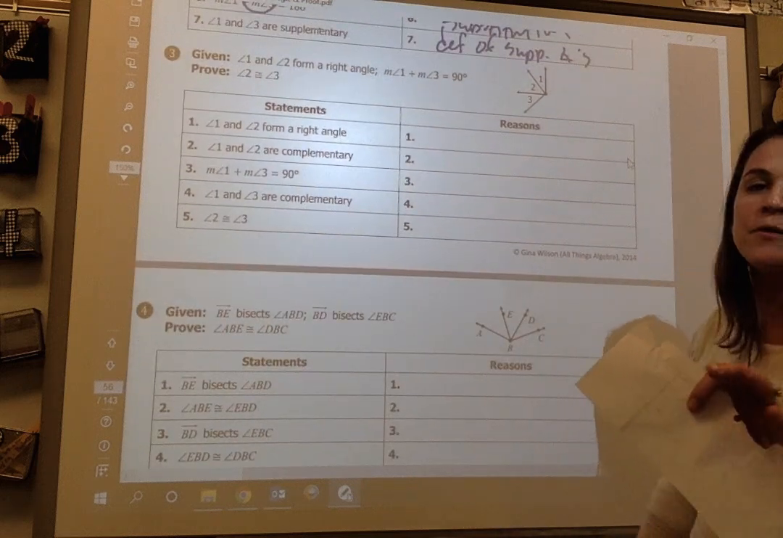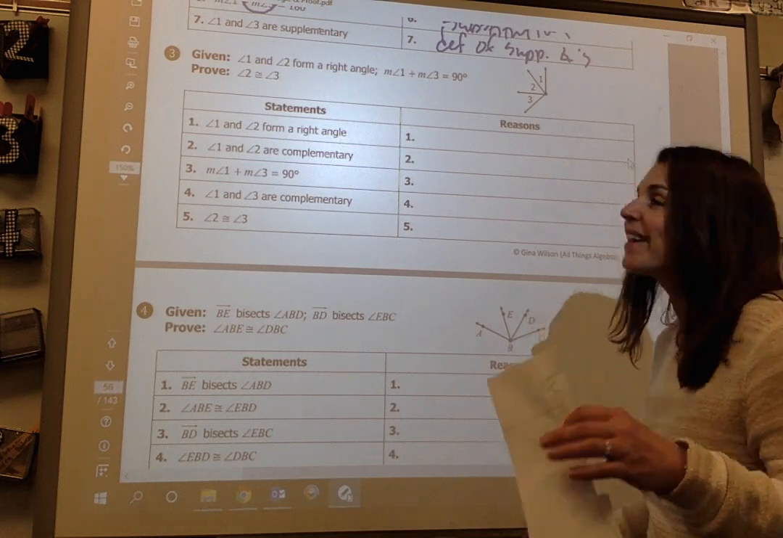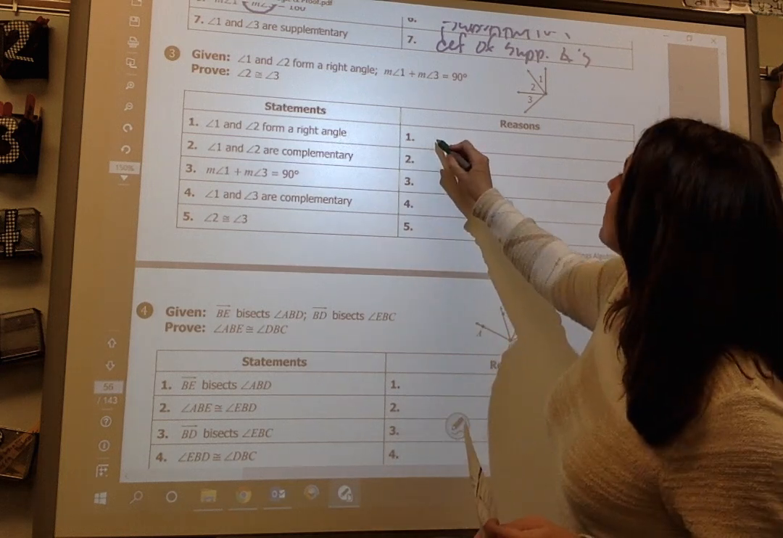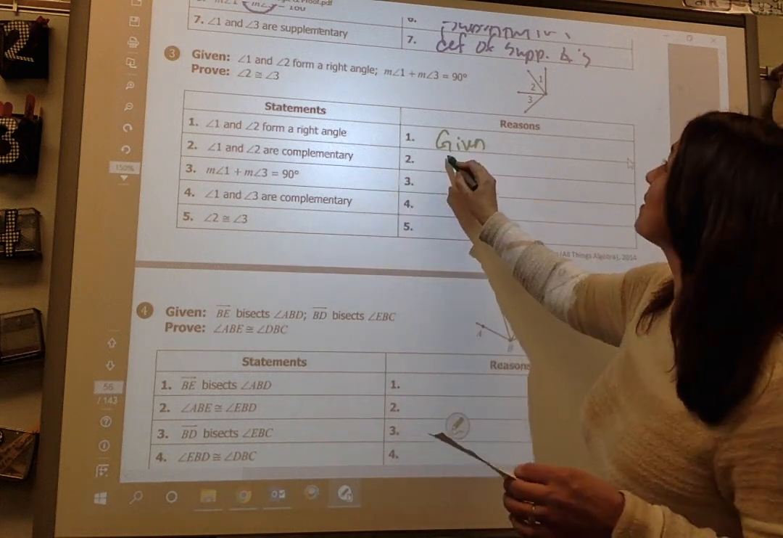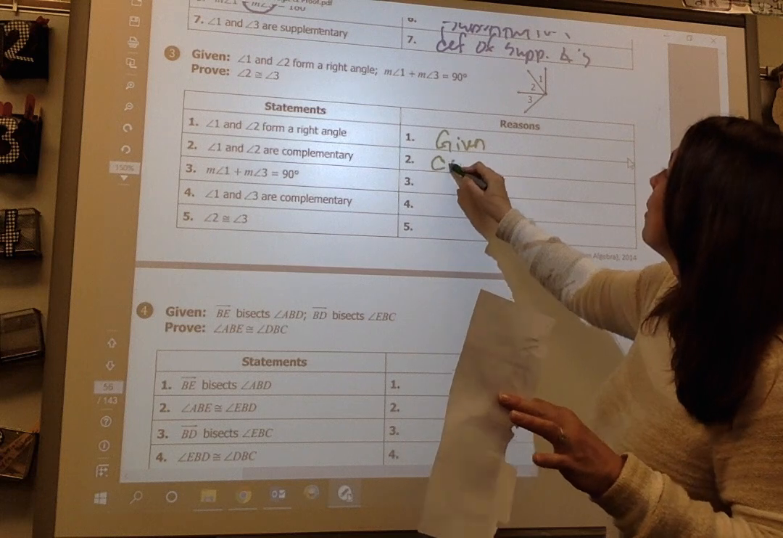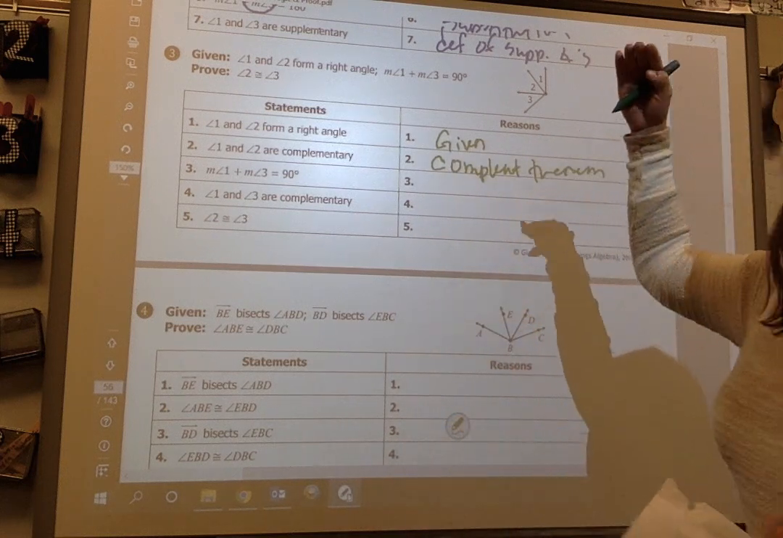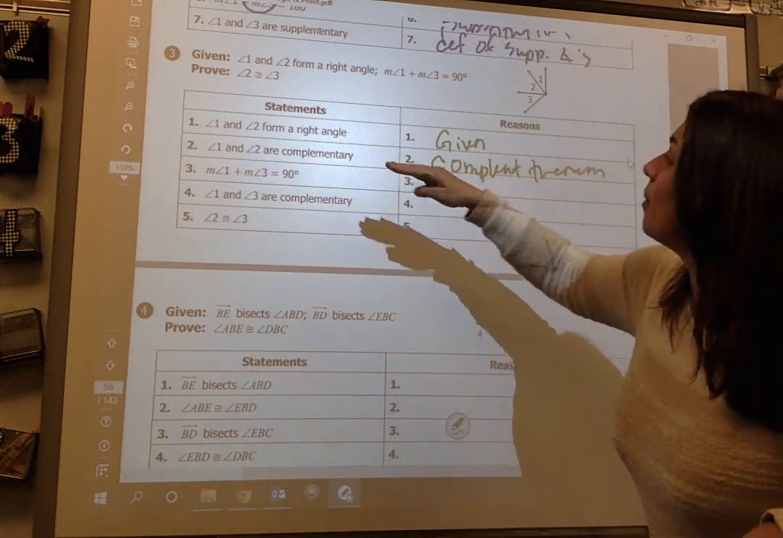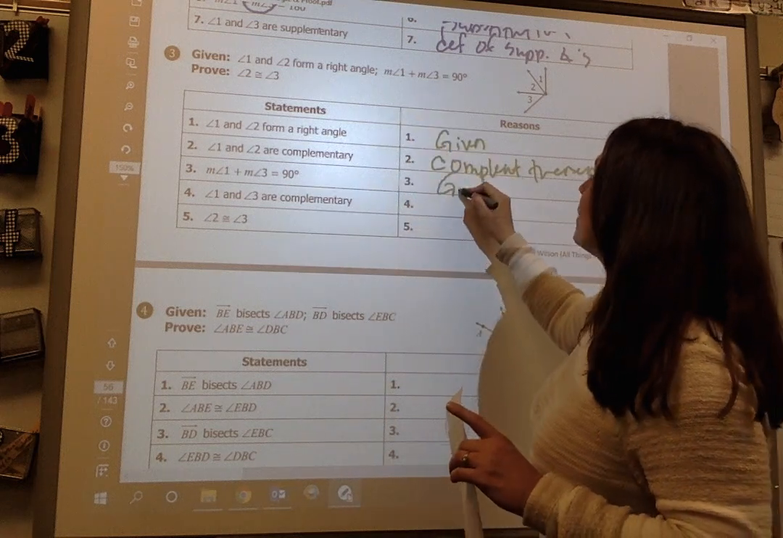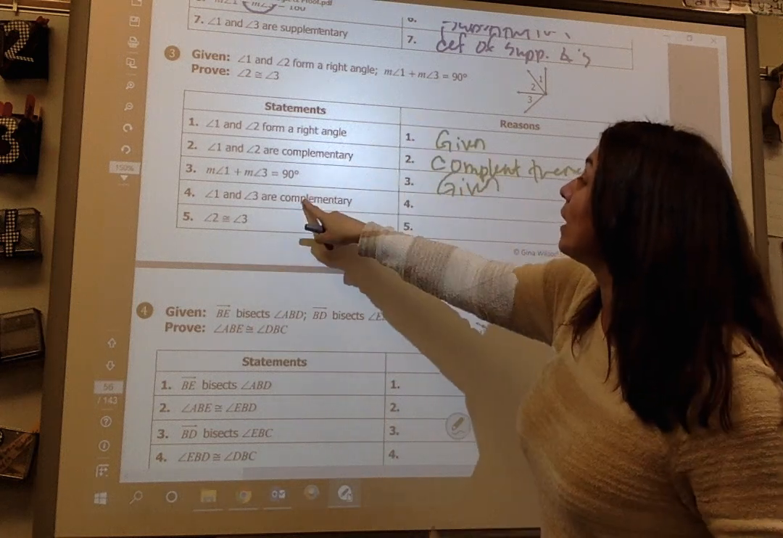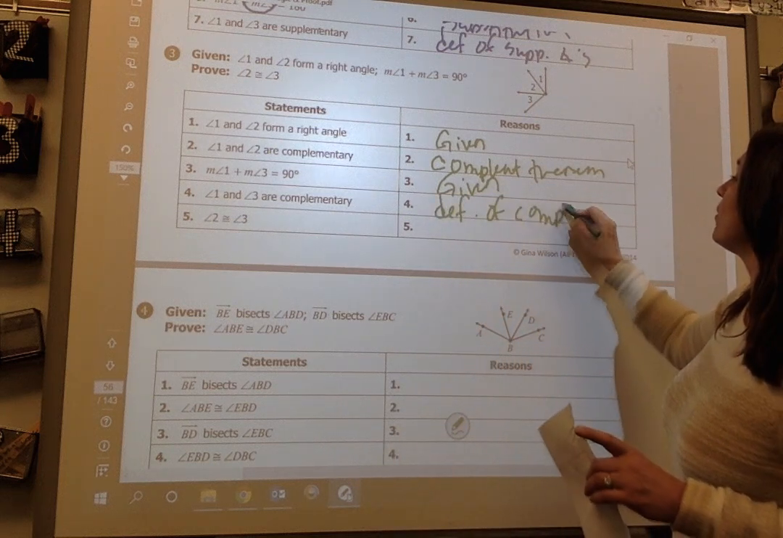All right, go ahead and pause me for number 3, and then come back and we'll take a look at that one. All right, now you're back. Okay, so number 1 is given. That's a given statement. And then angle 1 and angle 2 are complementary. That is textbook complement theorem, because we go from forming a right angle to saying they're complementary. Angle 1 plus angle 3 is 90 degrees. That's given to me. And then angle 1 and angle 3 are complementary. That's a definition of complementary angles.